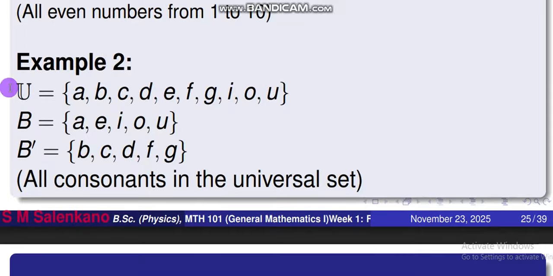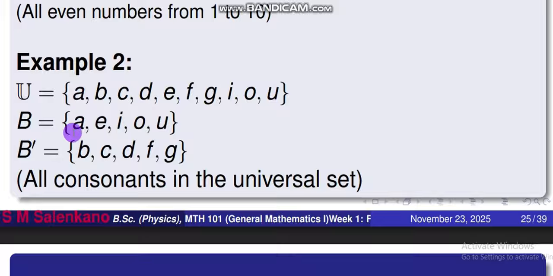Example 2, let's say my U is a set of letters, okay, A, B, C, D, E, F, G, I, O, U, and then B is a set of vowels extracted from here, A, you see, and then E, I, O, and U, okay. Then B complement will be a set of elements that are not in this B, but they are in the universal set.